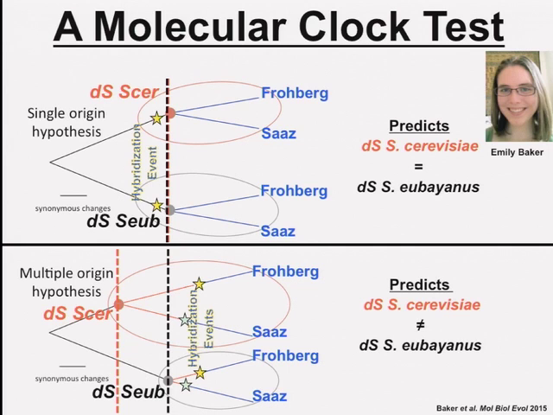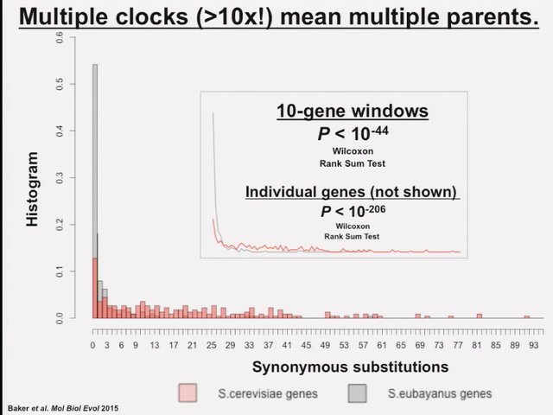And so it turns out when you do that test, the answer is pretty clear. The two genomes don't line up. The cerevisiae component of the genome is much more diverse, and it's not just a few loci, it's spread across the genome. I'm showing you the 10 gene windows plots of synonymous sites. You would get the same result, except actually with more statistical power, if you look at individual genes. And so this is a clear signal that there were multiple cerevisiae parents. I almost stole the punchline from 5 minutes from now, that there might be multiple eubayanus parents too.